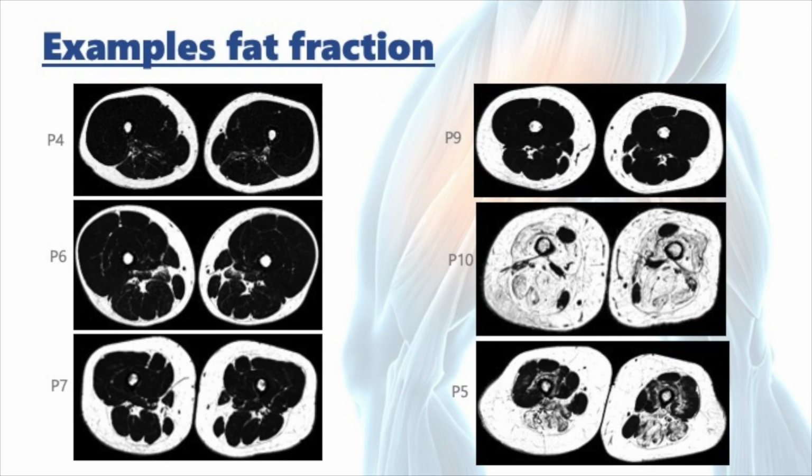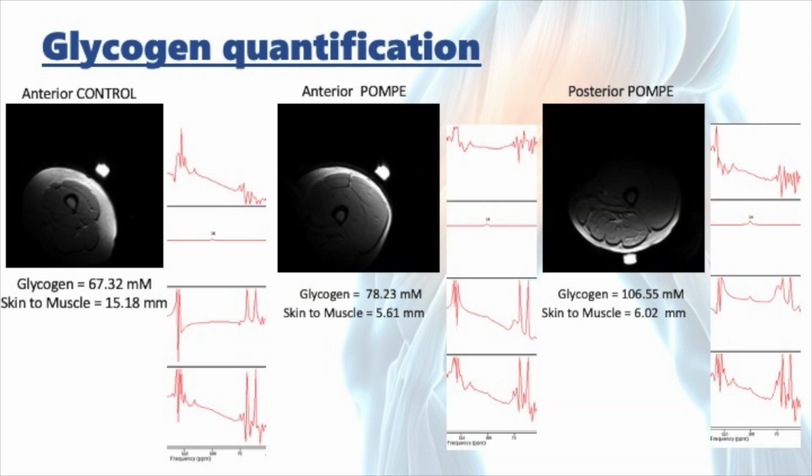Just to show you the fat fraction, you can see that these are some examples. Most of the patients are already early, but I want to show you that we have also included patients that have a lot of fat because we wanted to know what happens with fat and glycogen. And well, this is just to show you some examples.